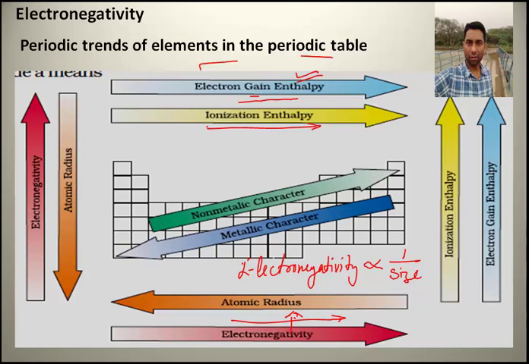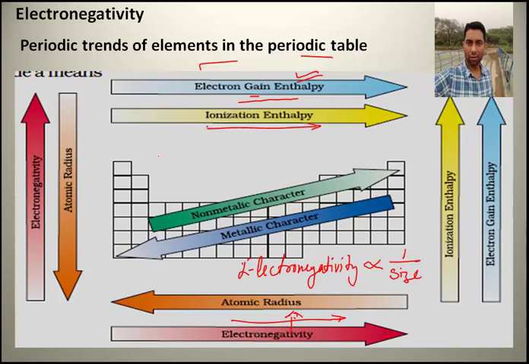Okay, means atomic radii along the period, or size along the period, goes on decreasing. So the value of electronegativity, or this property, goes on increasing, not value, but this property goes on increasing. Now we can relate it with metallic character.